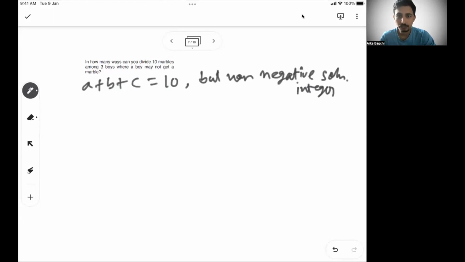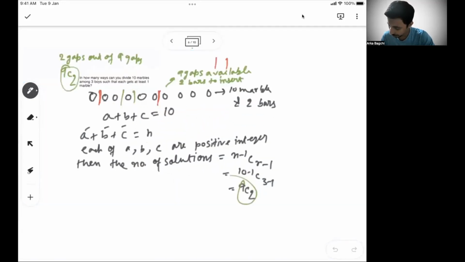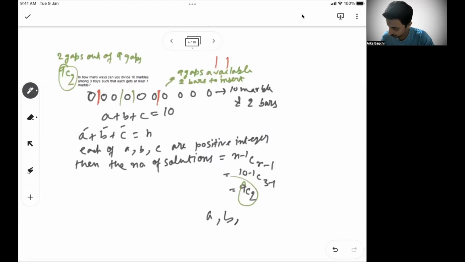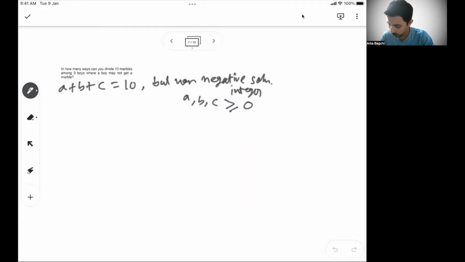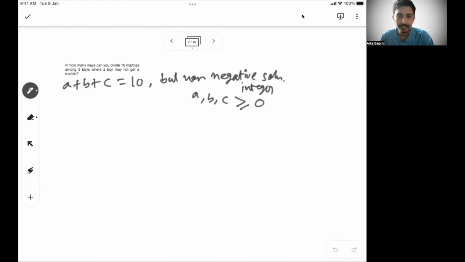Non-negative integer solutions means a, b, c are greater than or equal to 0. In the previous problem, it was a, b, c greater than 0, right? Here, the challenge is we have to do a, b, c greater than or equal to 0. So a, b, c can be equal to 0, or they may or may not be equal to 0.